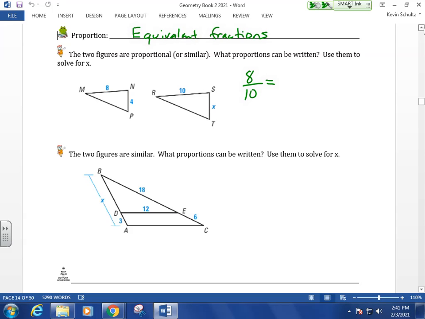8 over 10 equals 4 over x. Exactly. We have the long side of the small figure compared to the long side of the large figure over the short side of the small figure compared to the short side of the large figure. Okay, that is one option. What's another one?